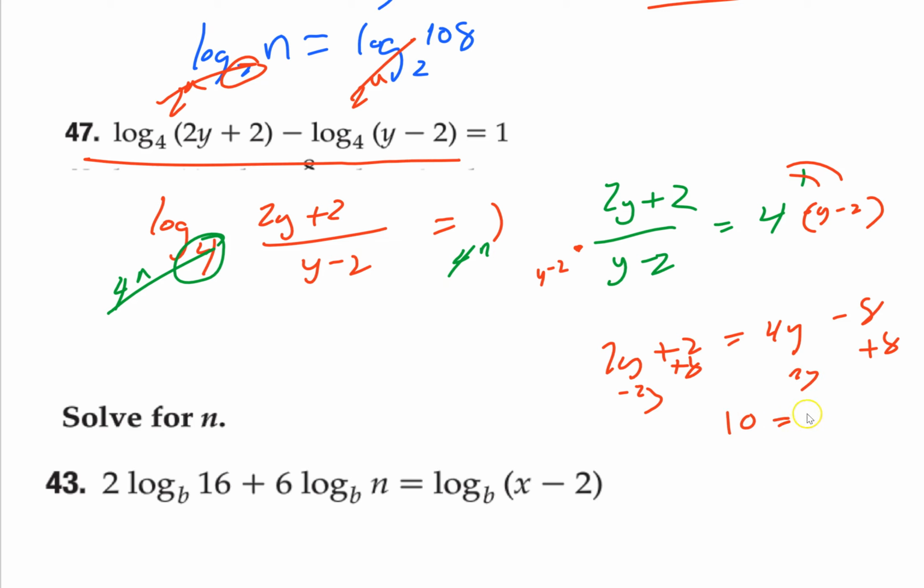I get 10 equals 2y, so it's 4 minus 2y. Divide by 2, y equals 5. Check your work. If I plug it in, I get a positive, that's good. Plug it in, I get a positive, I'm all set. So that's how you solve. Again, cannot stress enough, condense first. Then you take the base of both sides and you solve it like normal. Don't forget to check your work.